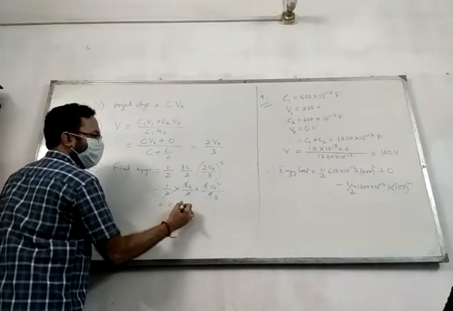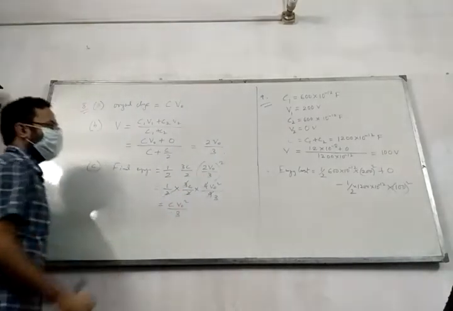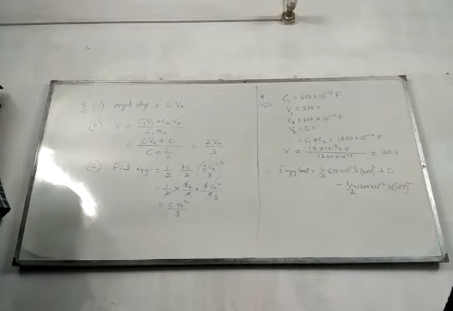That is C V naught square by 3. So final energy is C V naught square by 3.